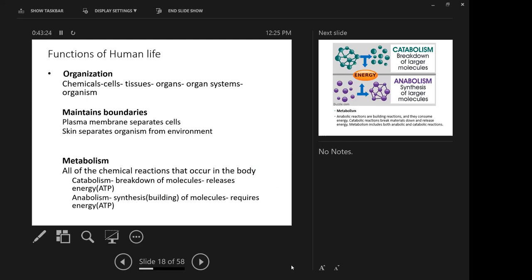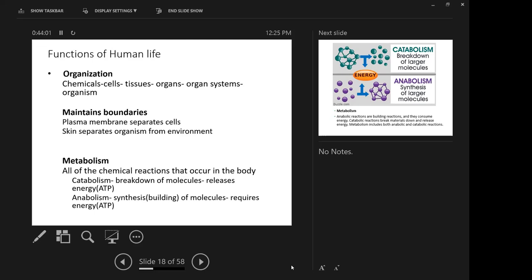Even the smallest atoms have their role in our body to put together the chemicals, the molecules that we need. We also have to maintain boundaries. We have to keep the cells separate. Each cell has its own membrane around it. Plasma membrane keeps them from being exposed to each other. They can share information. One cell can produce a protein that another cell needs. That's great, but they're not going to have one big giant cell.